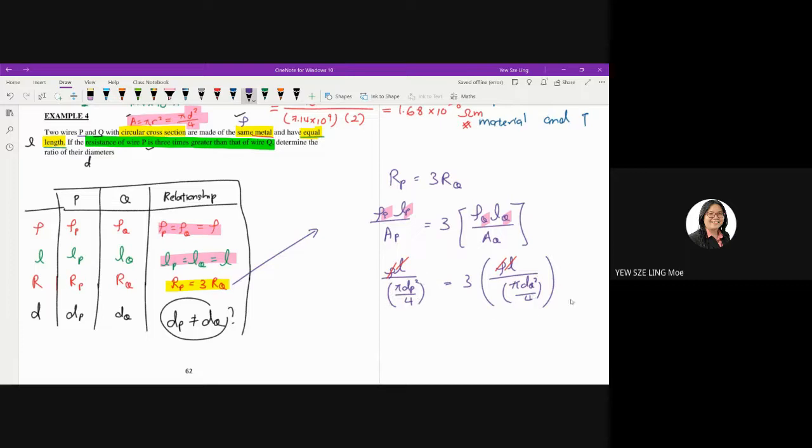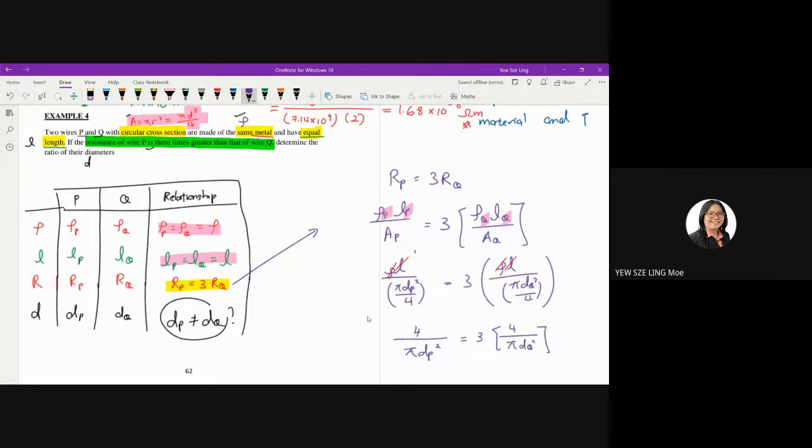So now what am I going to do? After I cancel it out, it becomes 1. So now it's 1 over this whole thing. I'm going to flip it over. It becomes 4 over pi dp squared. And then here it equals 3, well, 4 over pi dq squared.